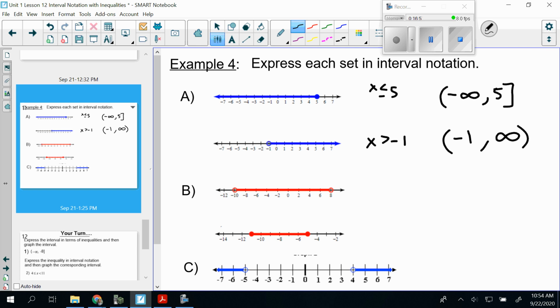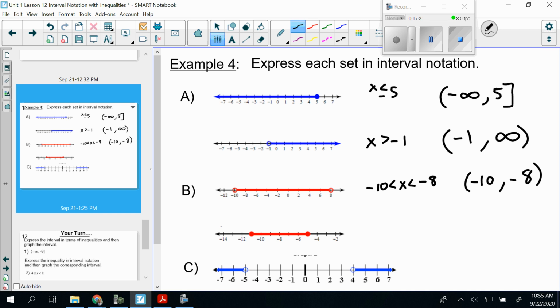B, the first graph there, all the numbers between -10 and -8, not including either point, so that would be the inequality if we were writing that in the interval notation. Same two numbers separated by a comma, parentheses on both because we're not including either number.